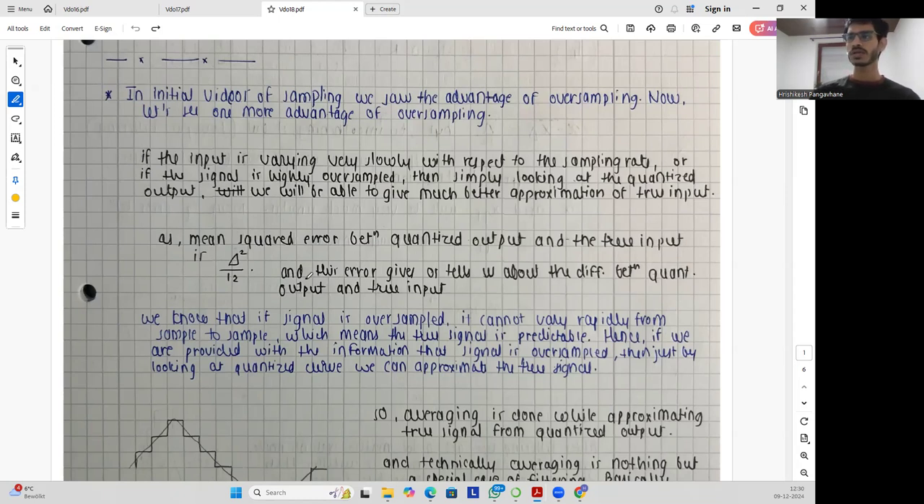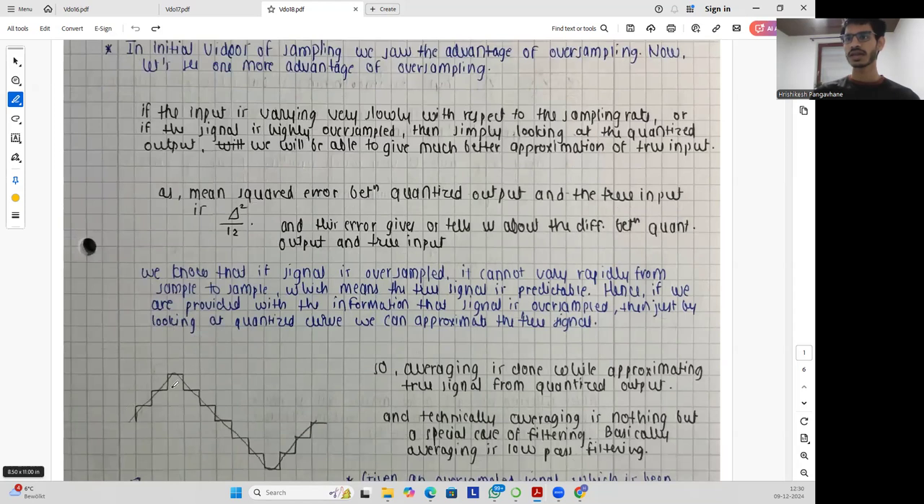This error tells us about the difference between the quantization output and the true input. We have a discrete quantized output, and we had some sinusoidal sequence as an input, and the difference between the two is our quantization error. We said that is our quantization noise, and that is delta squared by 12. So delta is the step size.